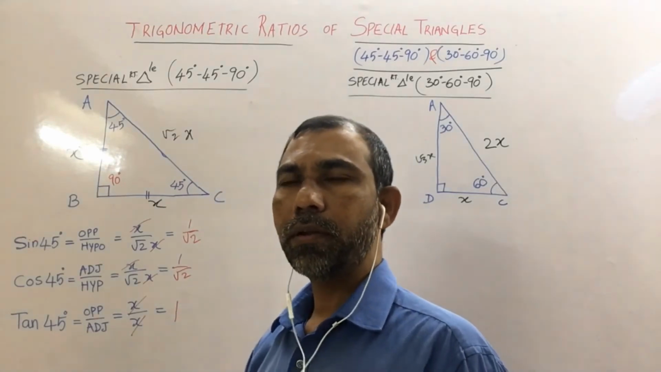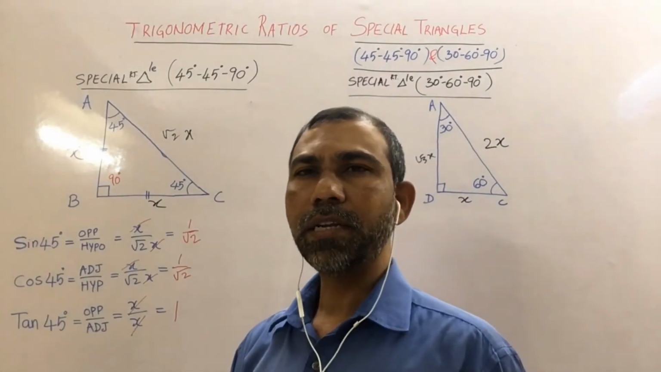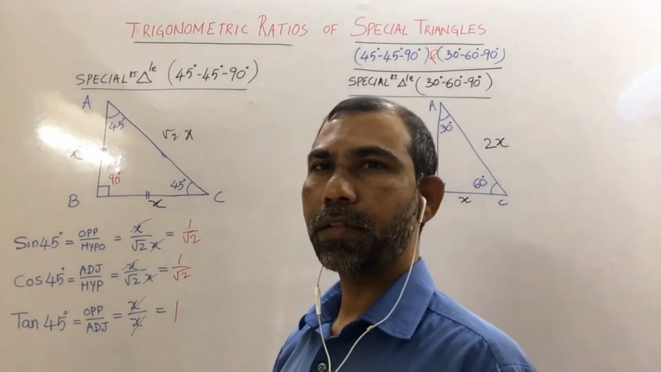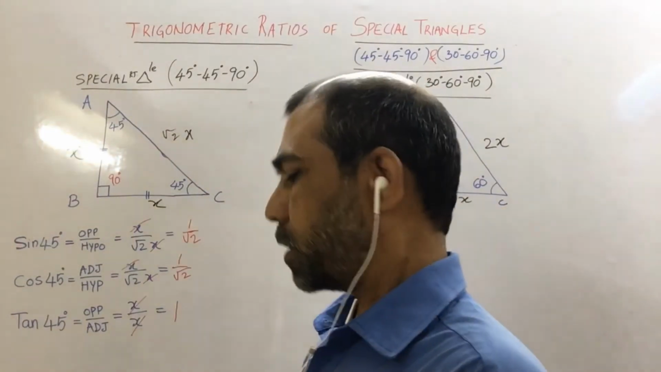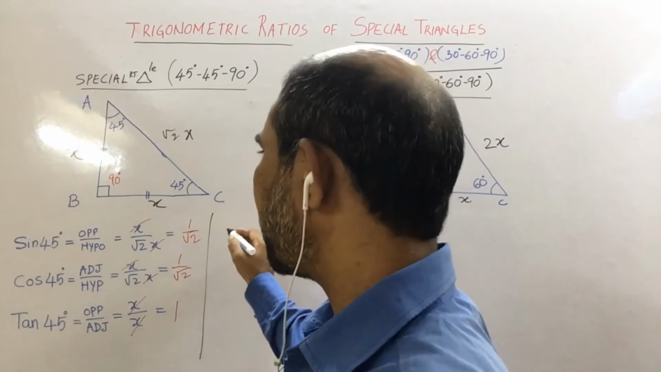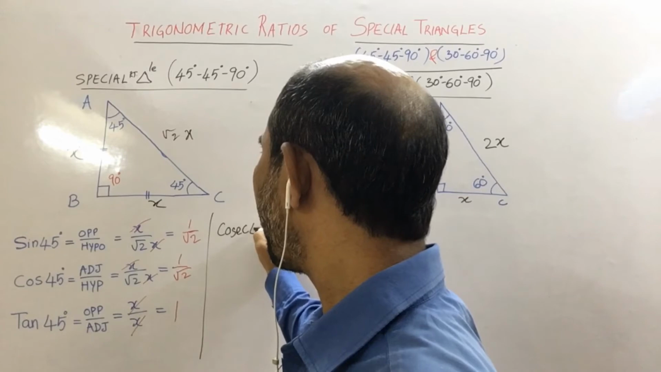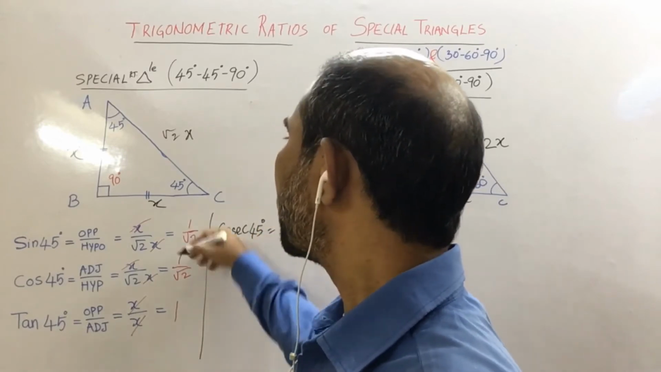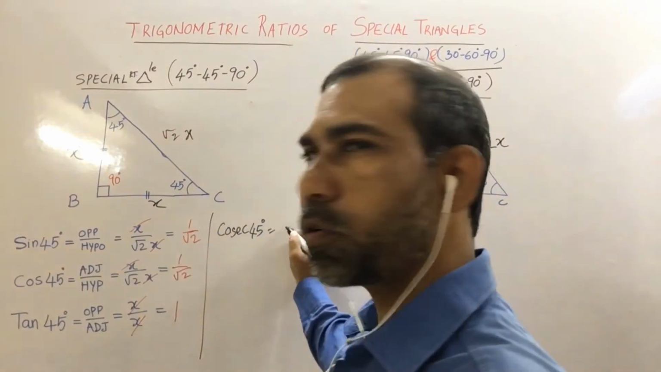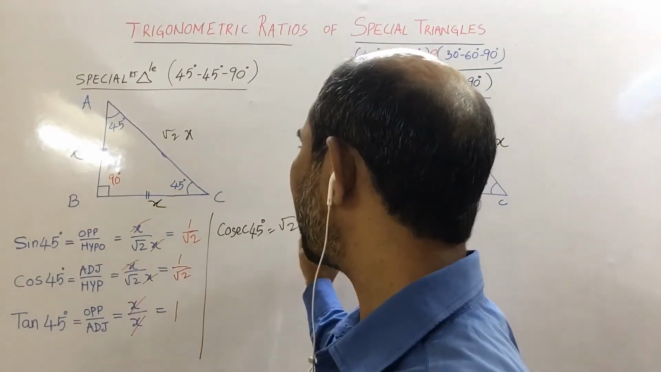Once you know the values of basic trigonometric functions, you can find the reciprocals of these three functions to calculate the remaining three. The reciprocal of sine 45 is cosecant 45. So the cosecant 45 value will be the reciprocal of 1 by square root 2. That is 1 by square root 2 is square root of 2 over 1, that is square root of 2.